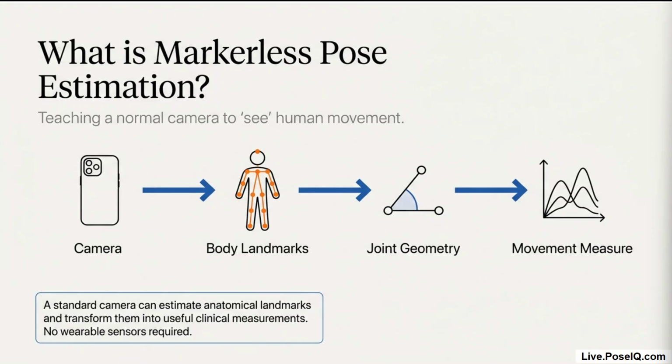Let's begin with a very simple idea. Markerless pose estimation means using an ordinary camera, even your cell phone camera, to estimate how the human body moves. Instead of placing markers, sensors, or reflective markers on the body, or attaching wearable sensors, we use computer vision to identify key body landmarks and estimate movement for them.